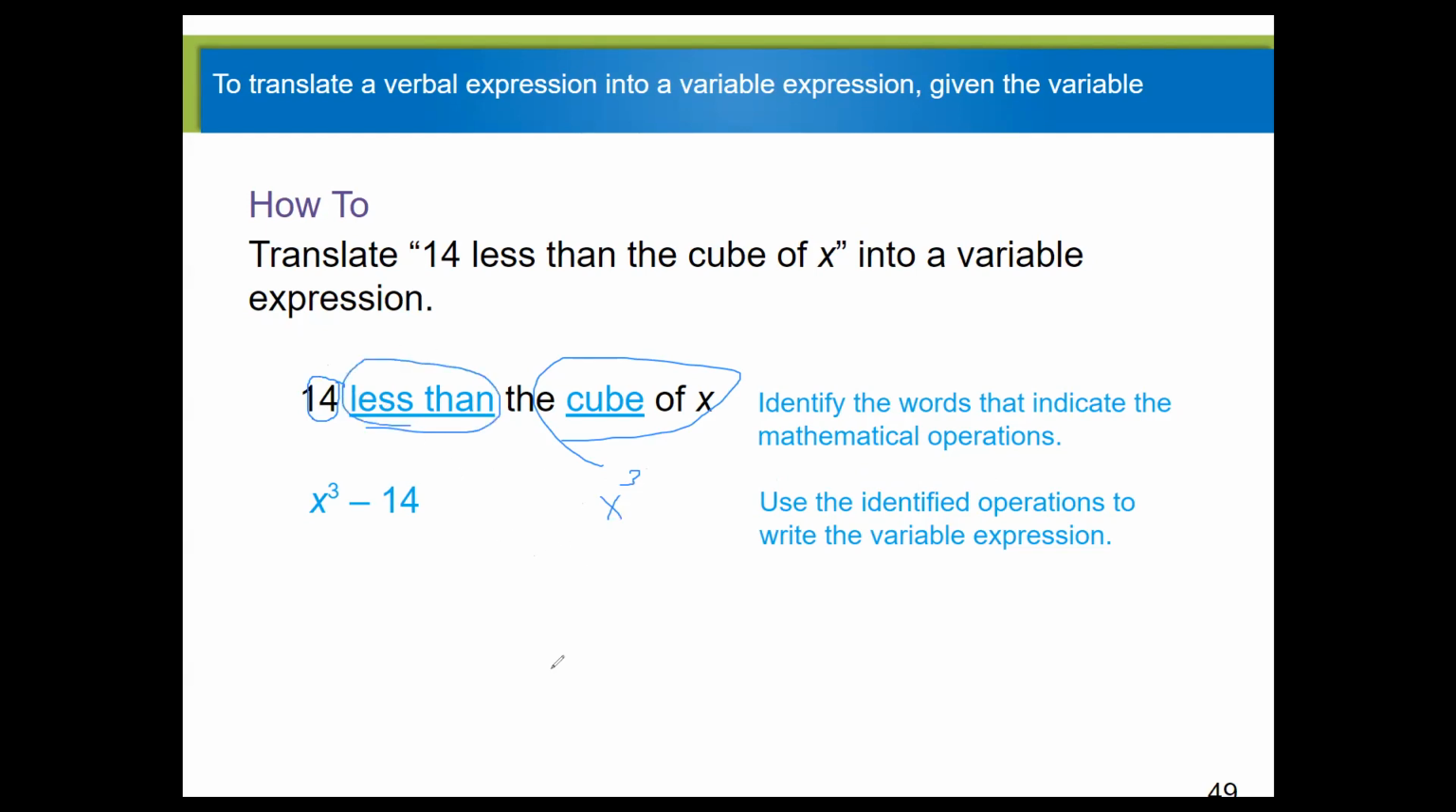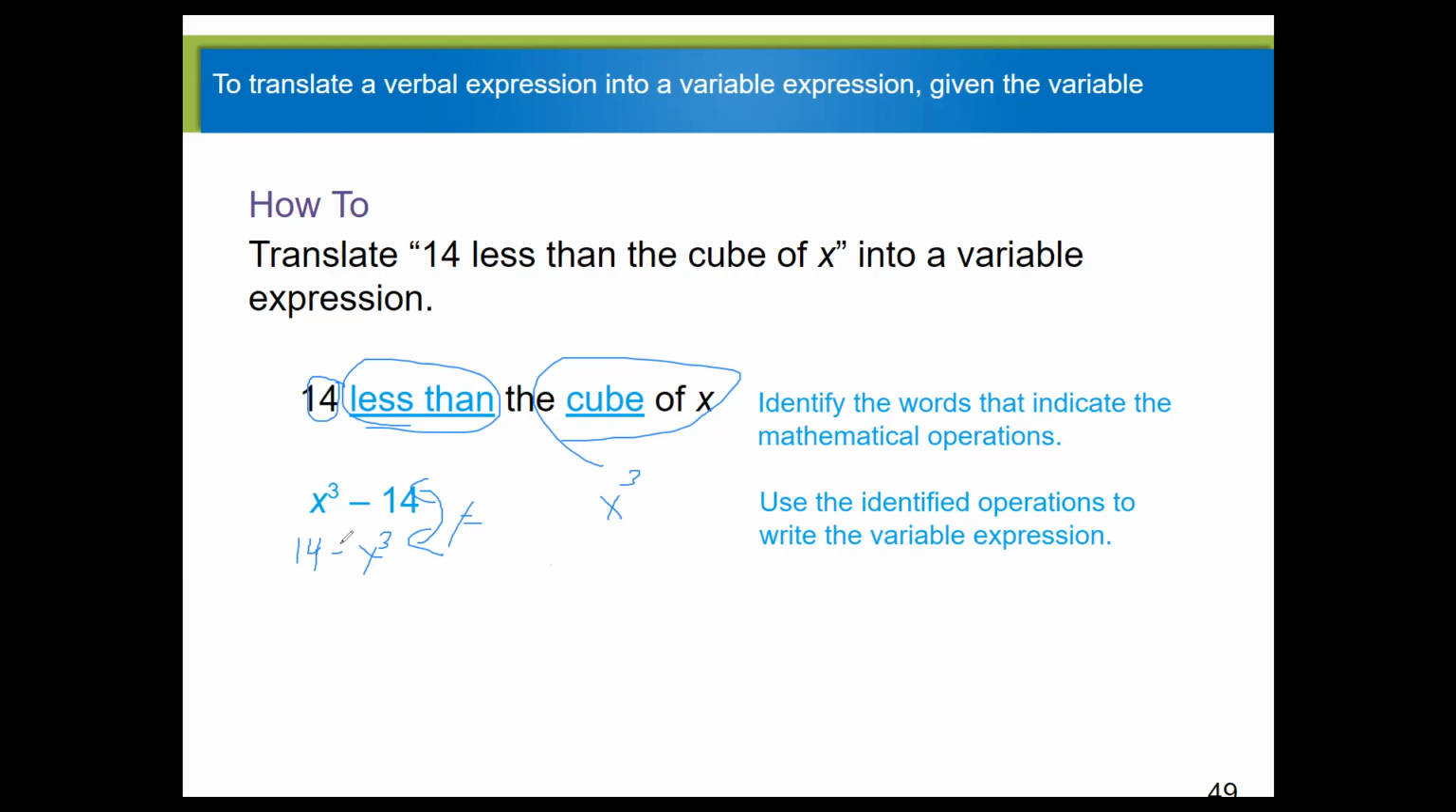Less than is subtraction. So does 14 less than the cube of x mean x to the 3rd minus 14? Or does that mean 14 minus x to the 3rd? Because the sentence is the 14 first, right? Well, that's where you got to stop and think about it. Less than: is the 14 subtracting off from it? Is the 14 the primary one in that sentence? Or is the cube of x the thing I care about? Because these are not the same equation at all, right?